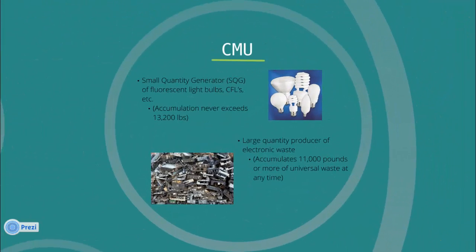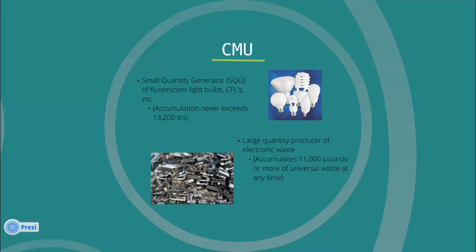Central Michigan University. CMU is considered a small quantity generator of fluorescent lamps and compact fluorescent lamps. A small quantity generator is classified as 220 pounds to less than 2,200 pounds. Accumulation never exceeds 13,200 pounds.